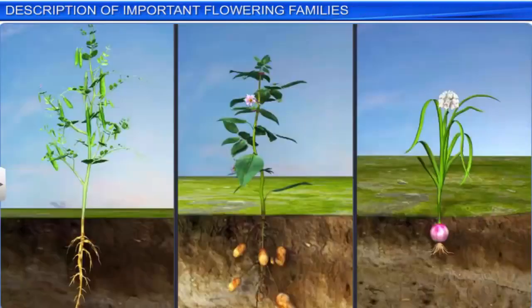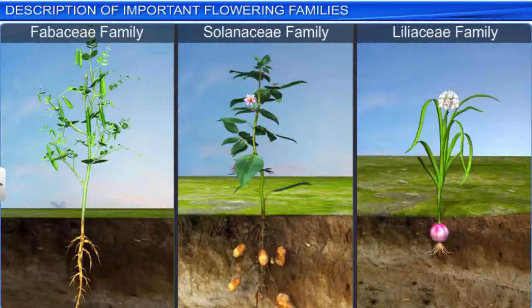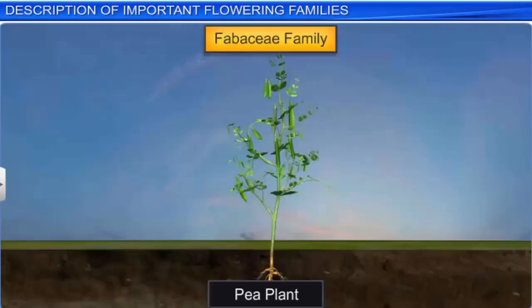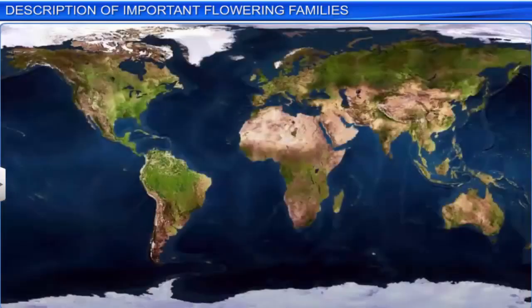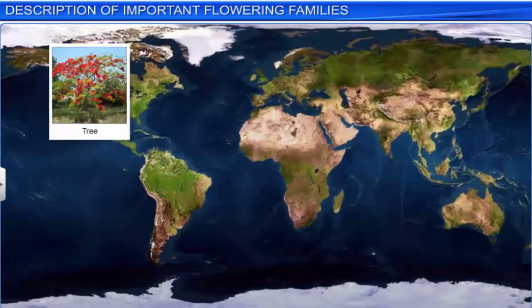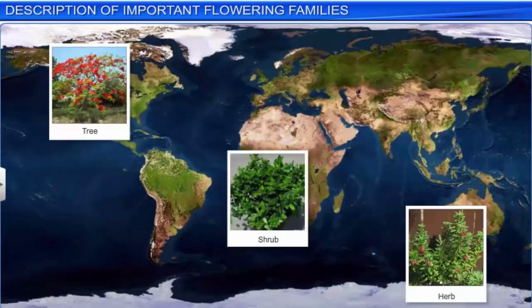Flowering plants or angiosperms are the most diverse group of plants on earth. These plants are categorized into different families based on their morphological characters. Let's describe a few important flowering families. The Fabaceae family, earlier known as Papilionoideae, is a subfamily of the Leguminosae family. Plants belonging to this family can be trees, shrubs, or herbs, and are found all over the world.